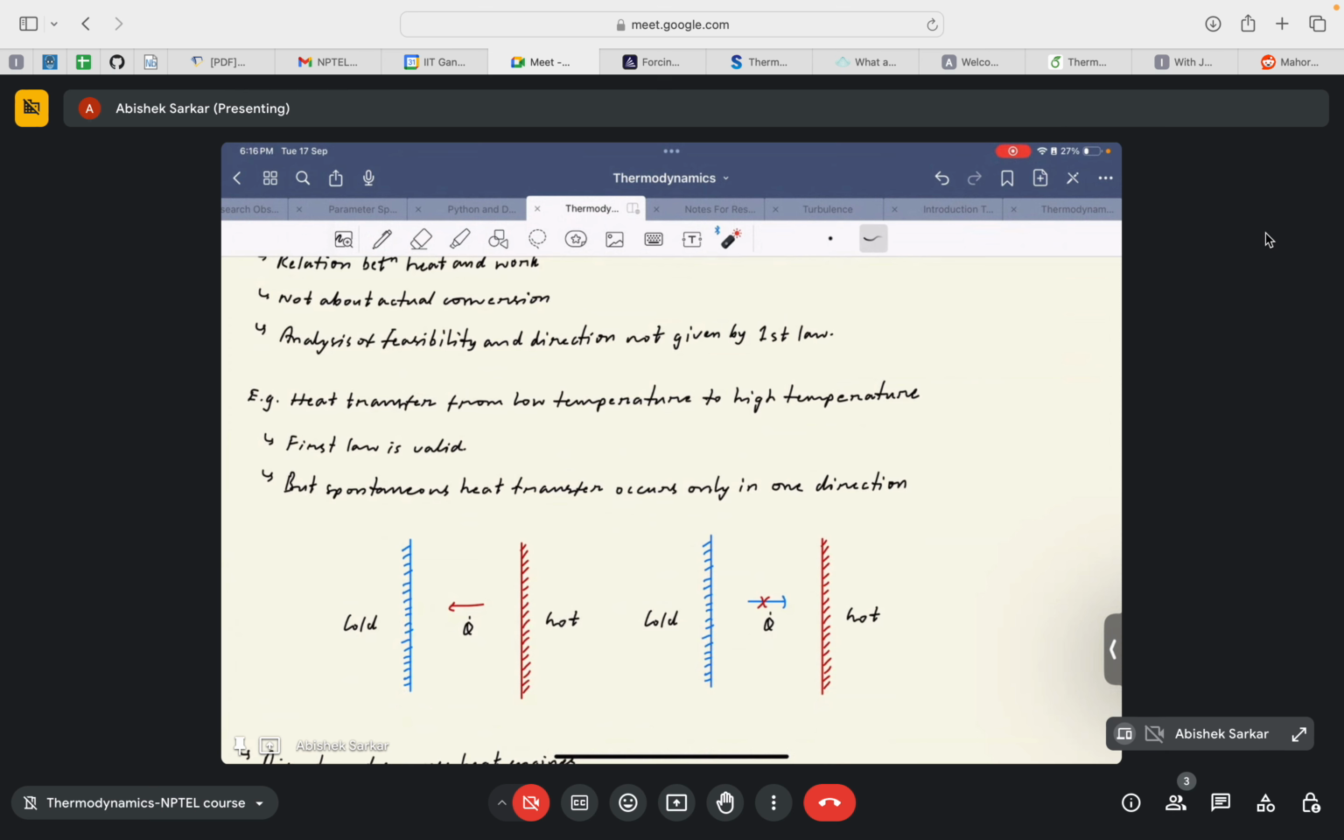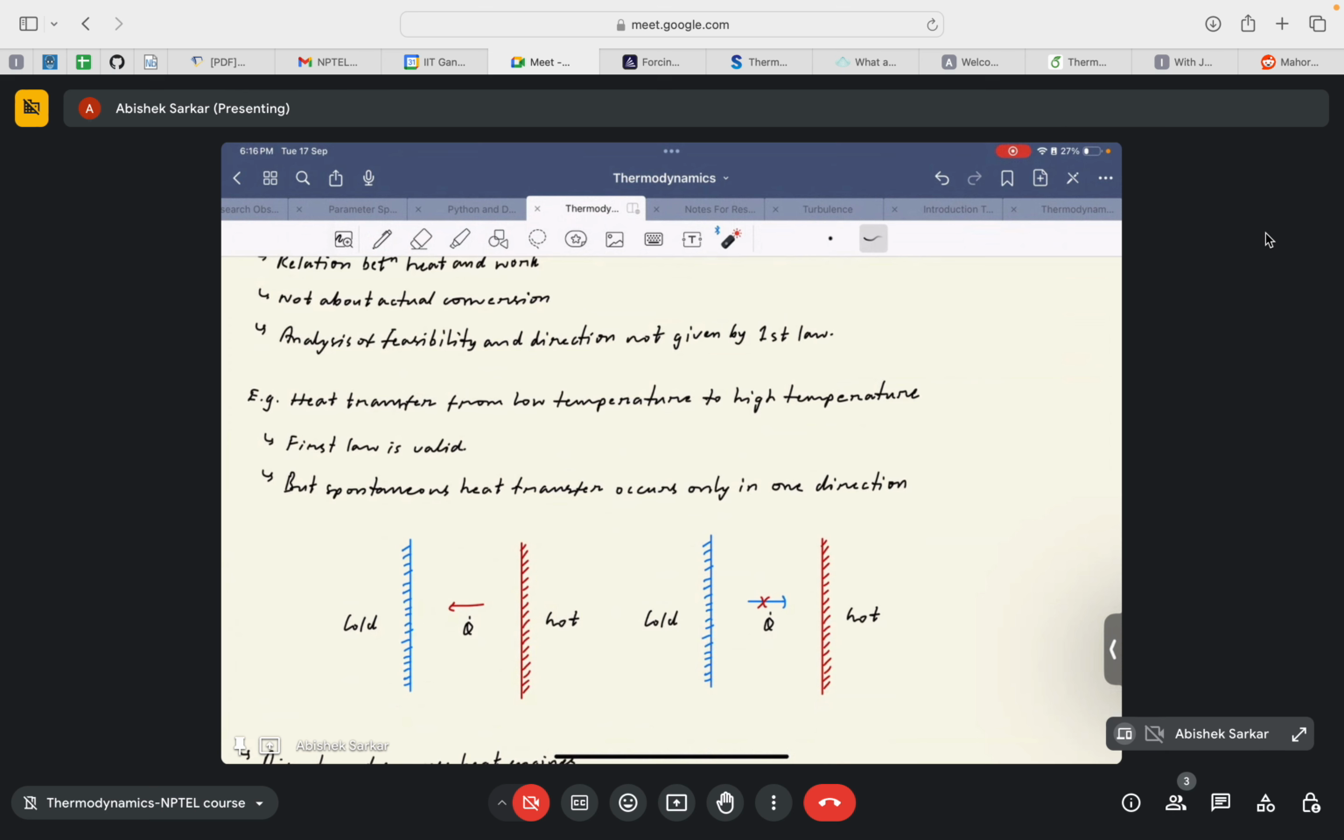So there is a heat flux from a hot region to a cold region. Okay, so this is a spontaneous process. The hotter object will get cooled down if left in a surrounding that has a lower temperature compared to it.